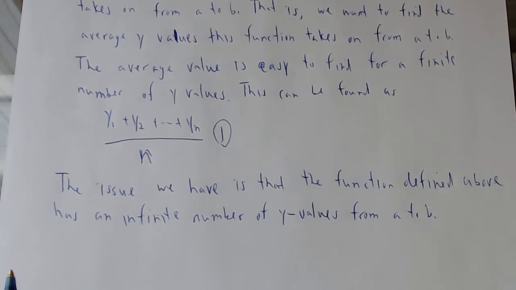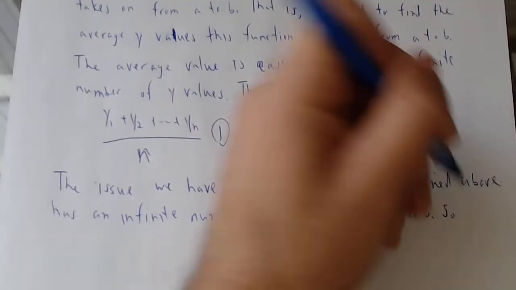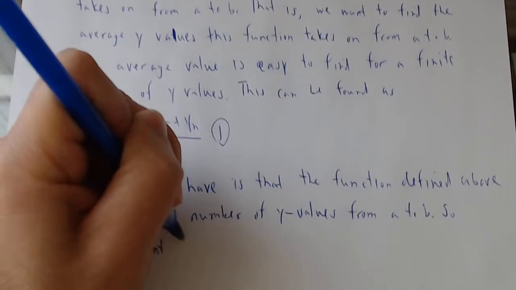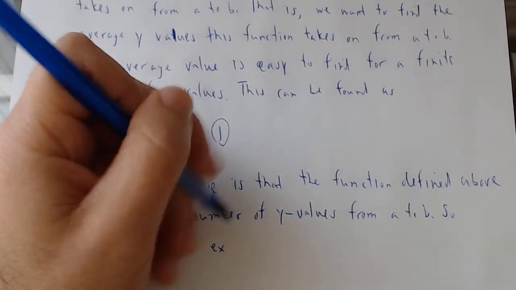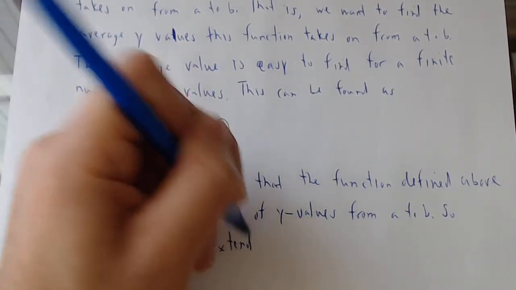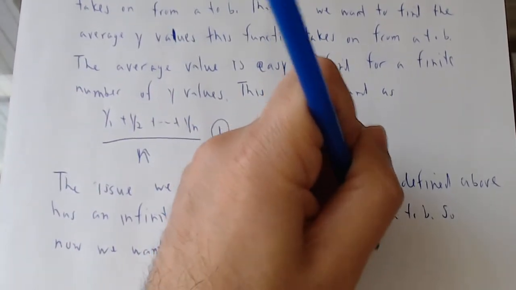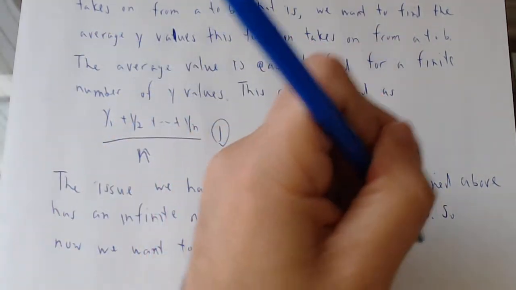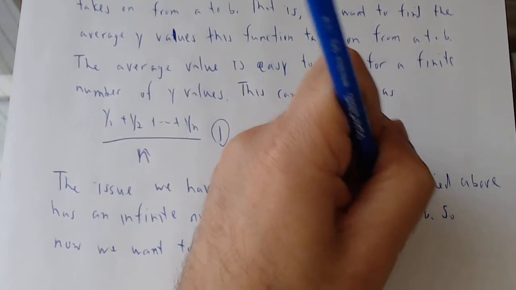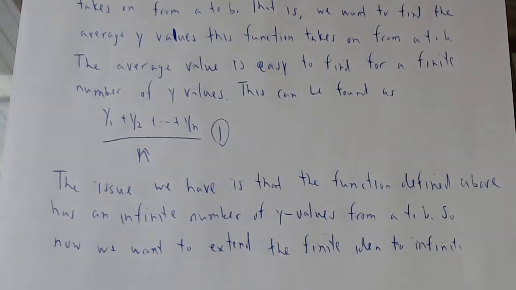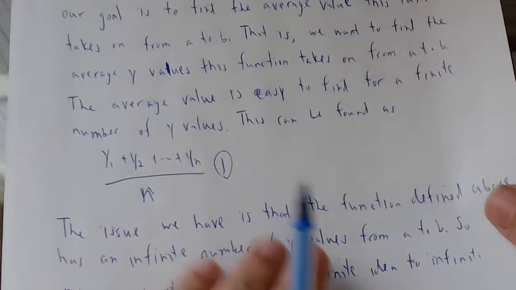So what we're going to do is say, okay, now we want to extend the finite idea, which is equation 1, to infinity. So we're going to grab this and send it to infinity. So let's go to what we had. We're still going to use equation 1.